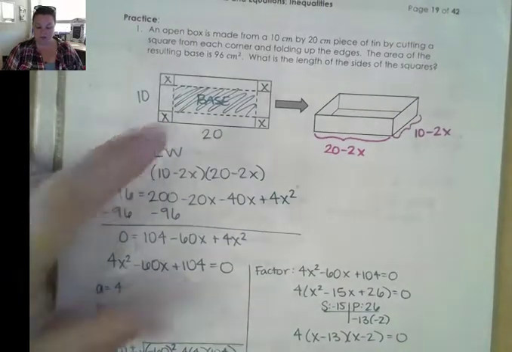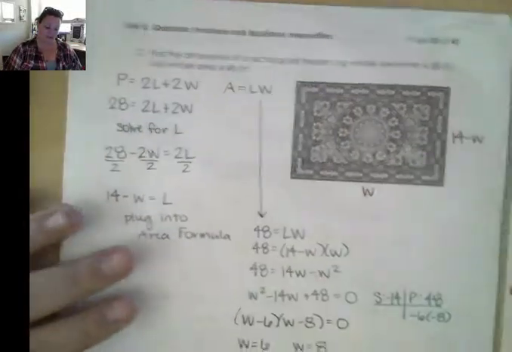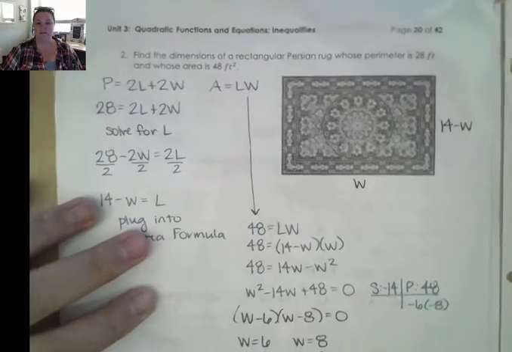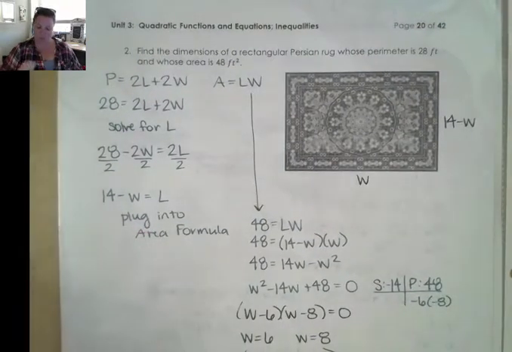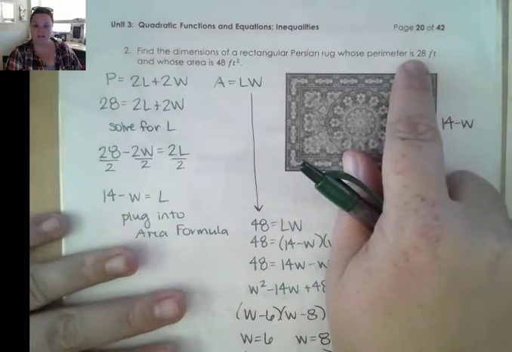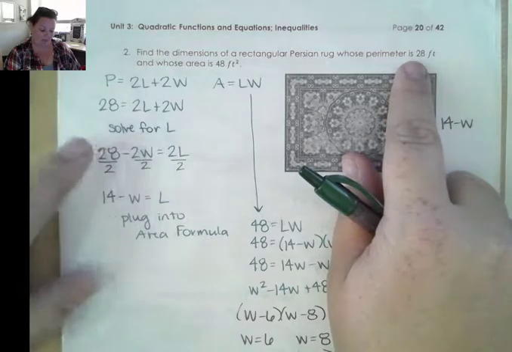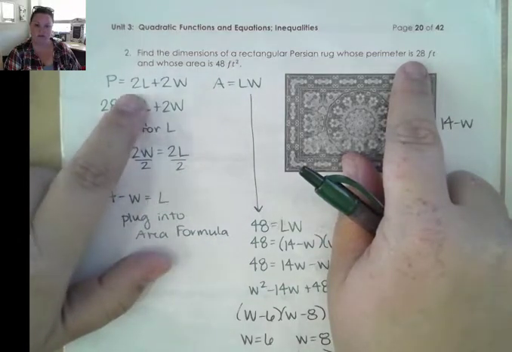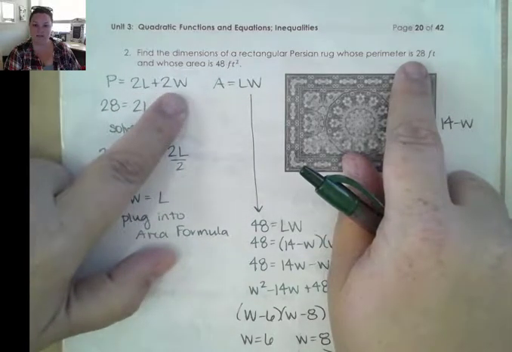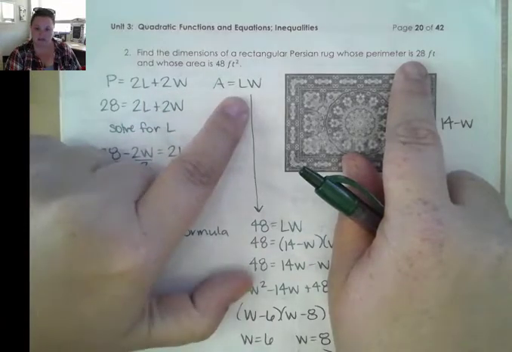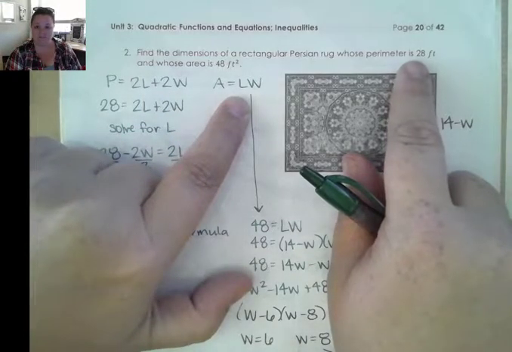Okay. All right, let's look at the last one. The last one says we're finding the dimensions of a rectangular Persian rug whose perimeter is 28 feet and whose area is 48. So we should be able to make a perimeter equation, because perimeter is 2 lengths plus 2 widths. And we should also be able to make an area equation, which is length times width.